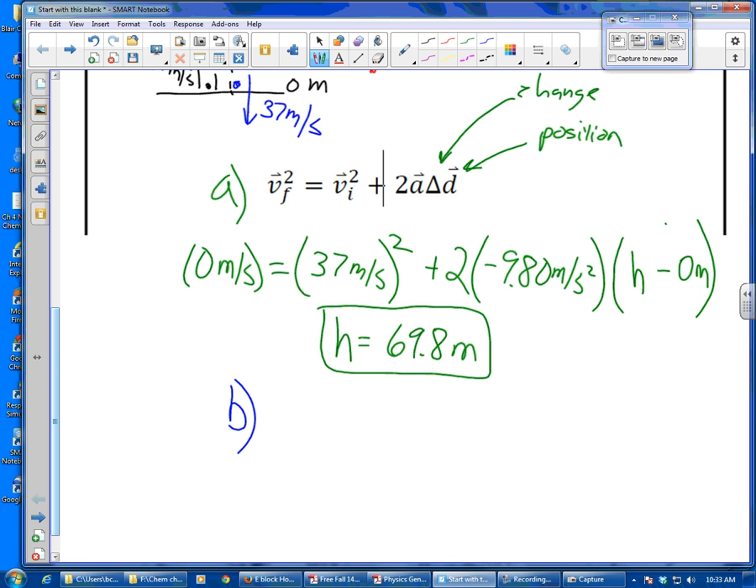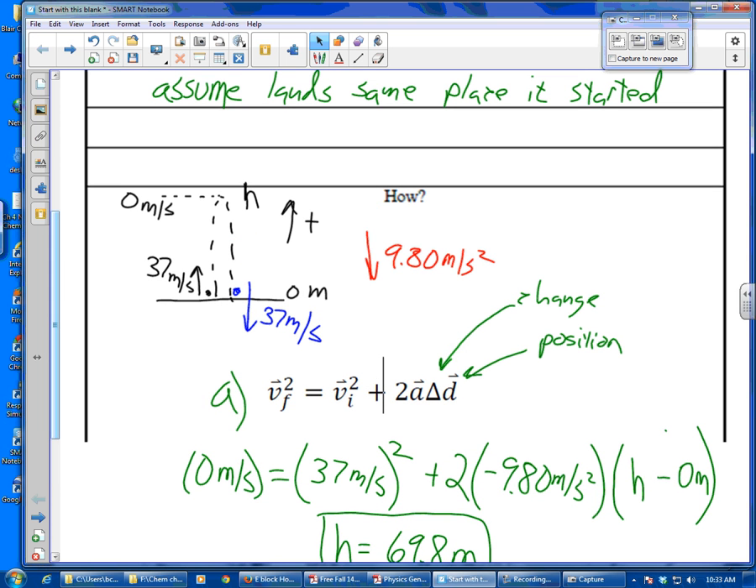Because H is the position it's at when it turns around. And so if it doesn't move any distance, if it doesn't go from 0 to someplace, then it's not going to change at all. Because here at 0, it was moving up at 37. We deduce that when it gets back to 0, it's going to be moving down at 37. So H is not going to be 0 because it's the height it goes to get rid of that 37 meters per second. Because it's got to turn around at the top. All right?